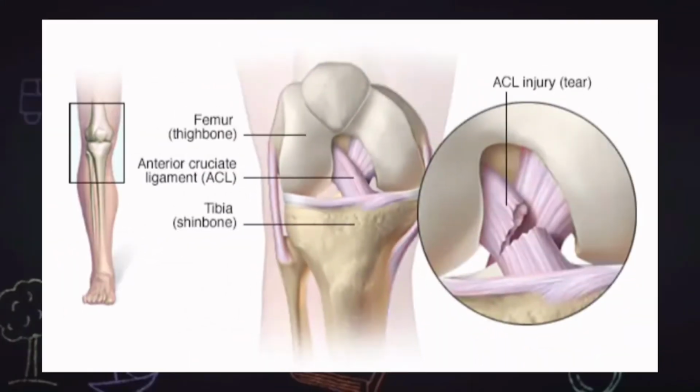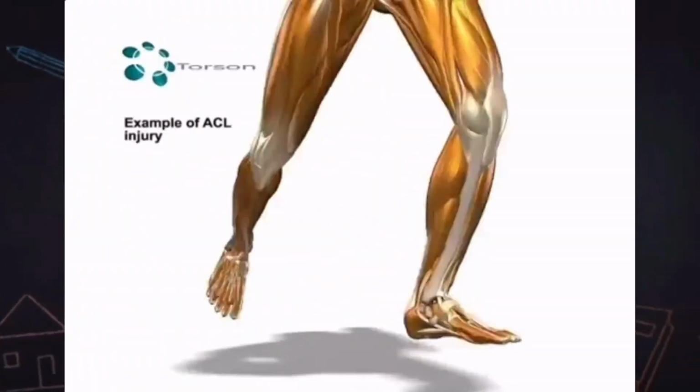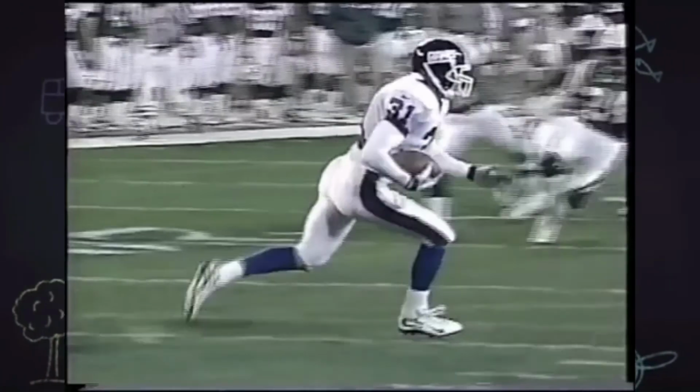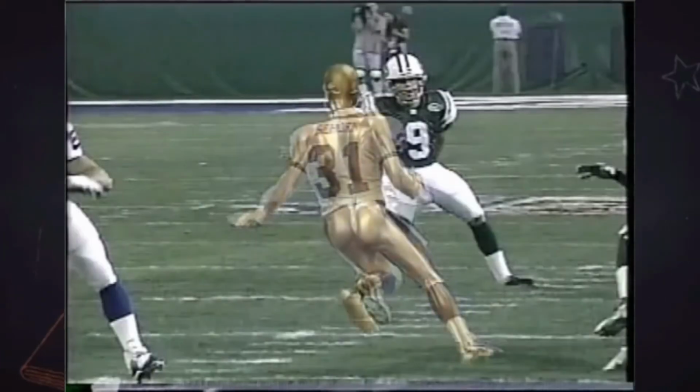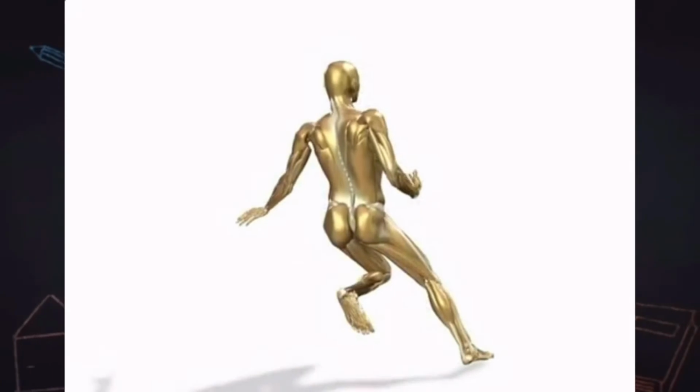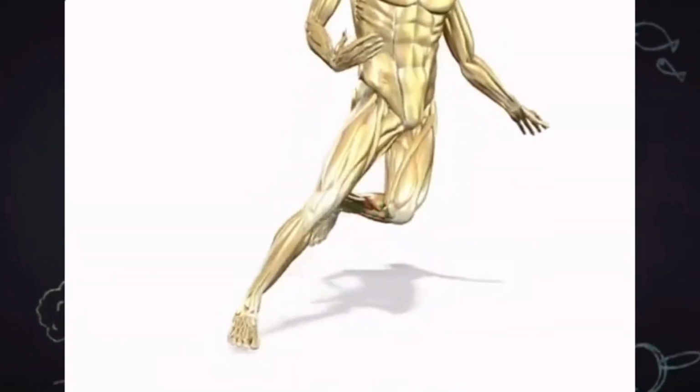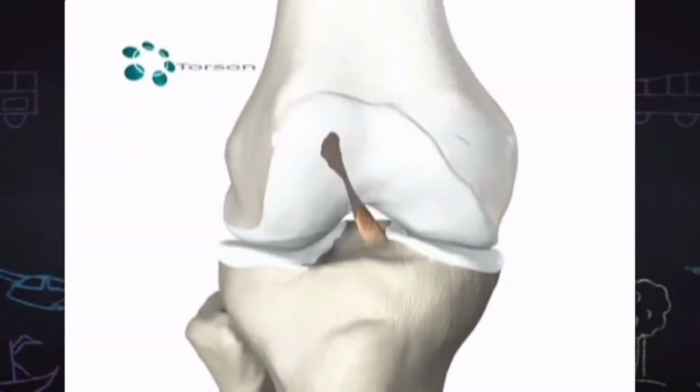ACL injury is one of the common injuries. ACL injury is a tear or sprain of the ACL. ACL injury most commonly occurs during sports that involve sudden stops or changes in direction, jumping and landing, such as soccer, basketball, or downhill skiing. Now, let's move to the symptoms.